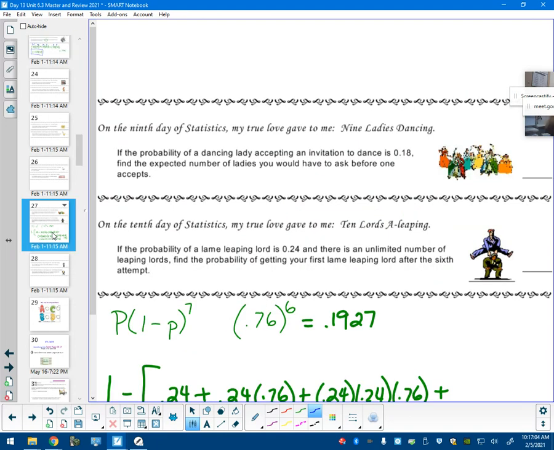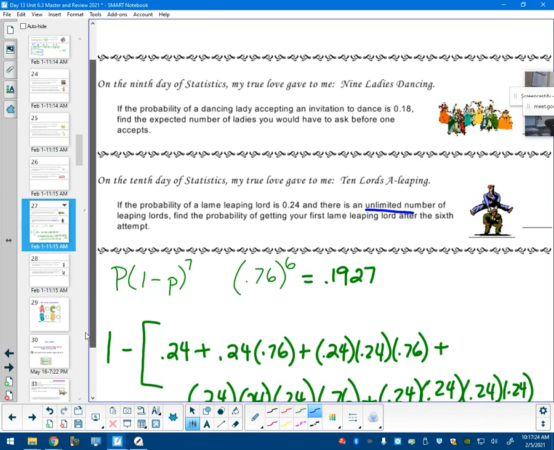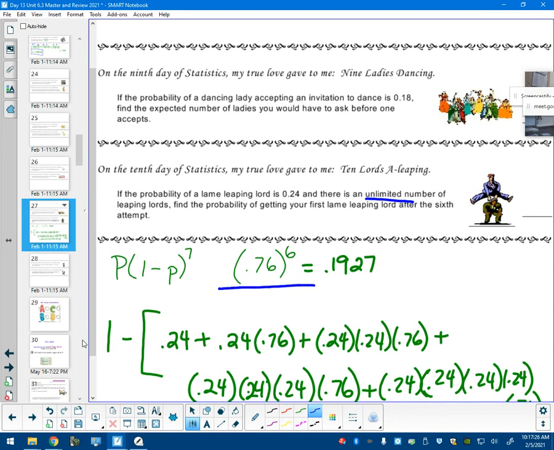Oh, this is 10. Let's do 10 first. The probability of a lame lord leaping is 0.24, and there is an unlimited, that lets you know you're in the geometric world, number of leaping lords. Find the probability of getting your first lame leaping lord after the 6th, which basically means you want 6 failures.